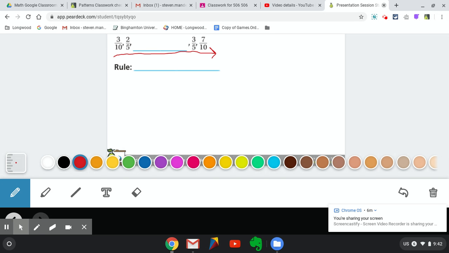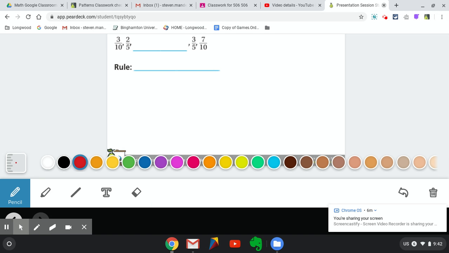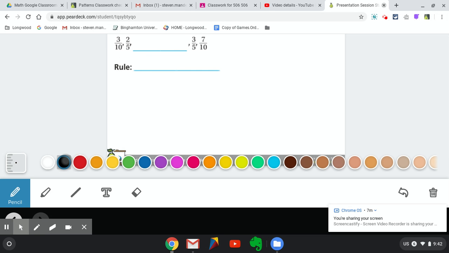So remember, we're looking like we read a book from left to right to see if they are increasing or decreasing. Now, one thing that might be difficult to see is that 3/10 and 2/5 don't have the same denominator, so it's hard to compare them. But we can compare the first number and 7/10. If we're moving from left to right, we started at 3/10 and we're ending at 7/10. It's getting larger, right? 7/10 is larger than 3/10. So that tells us that the operation that goes with our rule is going to be addition.